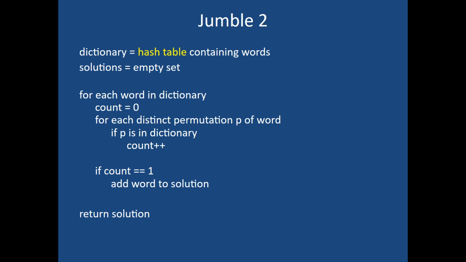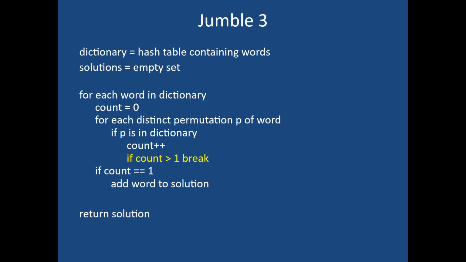Okay. Jumble 3. We're going to keep the hash set, but I'm going to put that suggestion in. So once the count gets greater than 1, we'll break out of that inner for each loop. Once it gets to 2, it doesn't matter if it's 3 or 4 or 5. We know it's bigger than 1, so we can stop, and the word won't qualify. So that's a way to speed it up.